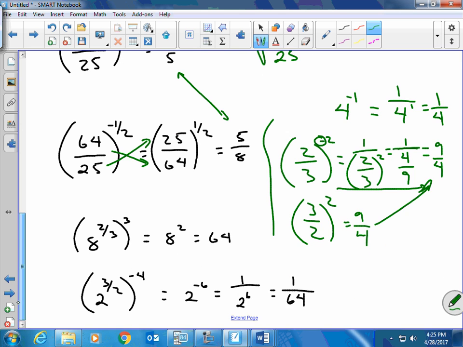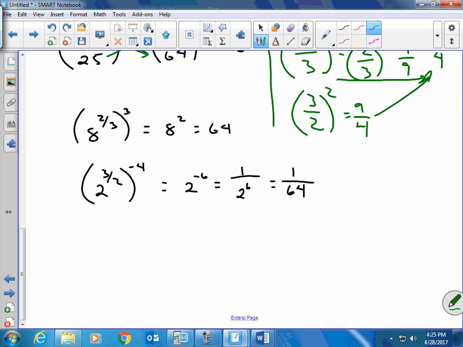What about this one? 8 raised to the 2/3 power raised to the 3rd power. Remember how to handle a power to a power? X squared cubed means x squared times x squared times x squared. When I multiply like bases, I add the exponents and I get x to the 6th. So really what I did is I multiplied the exponents when I have a power to a power.